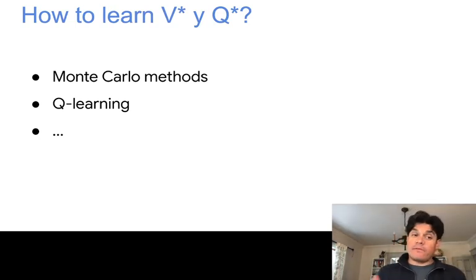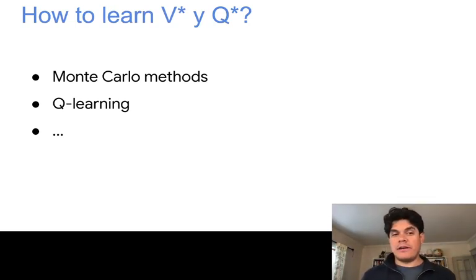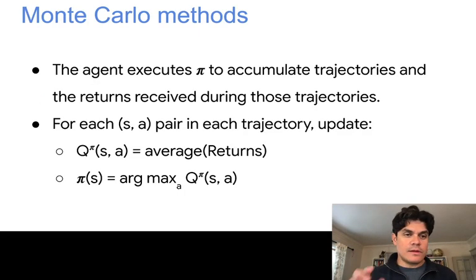So in reinforcement learning, given that we don't know P and R, we can't do value iteration explicitly. So how can we learn V star and Q star? One way is using Monte Carlo methods, which I'll discuss now, and that will lead us into Q-learning. There are many other methods which I won't go into in this talk.